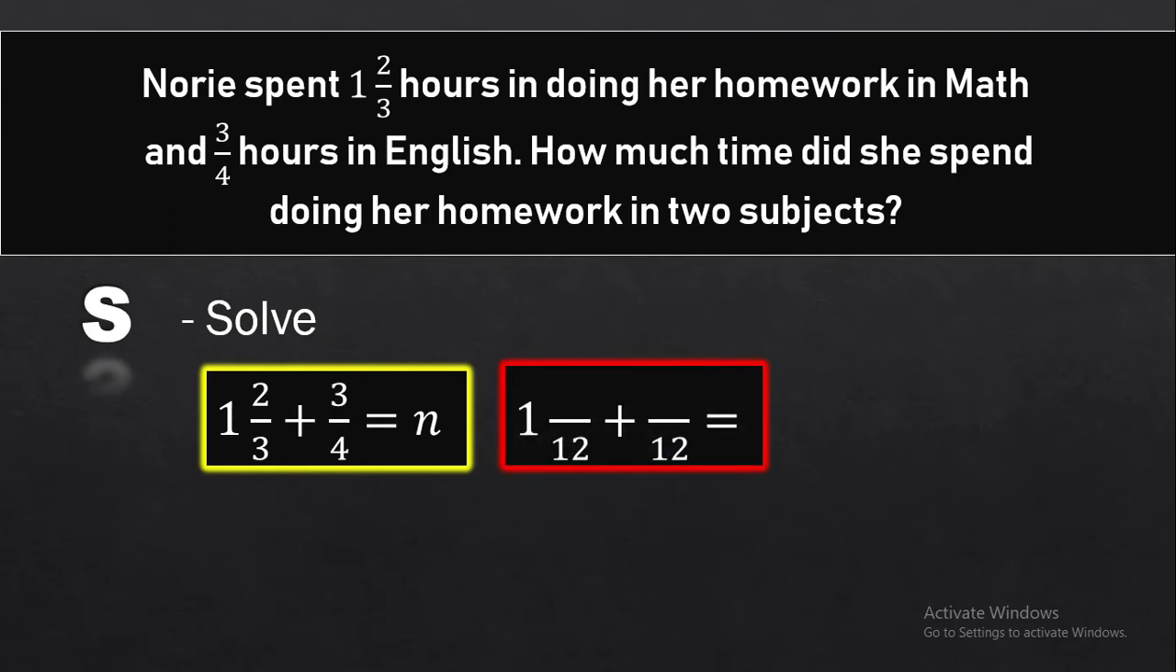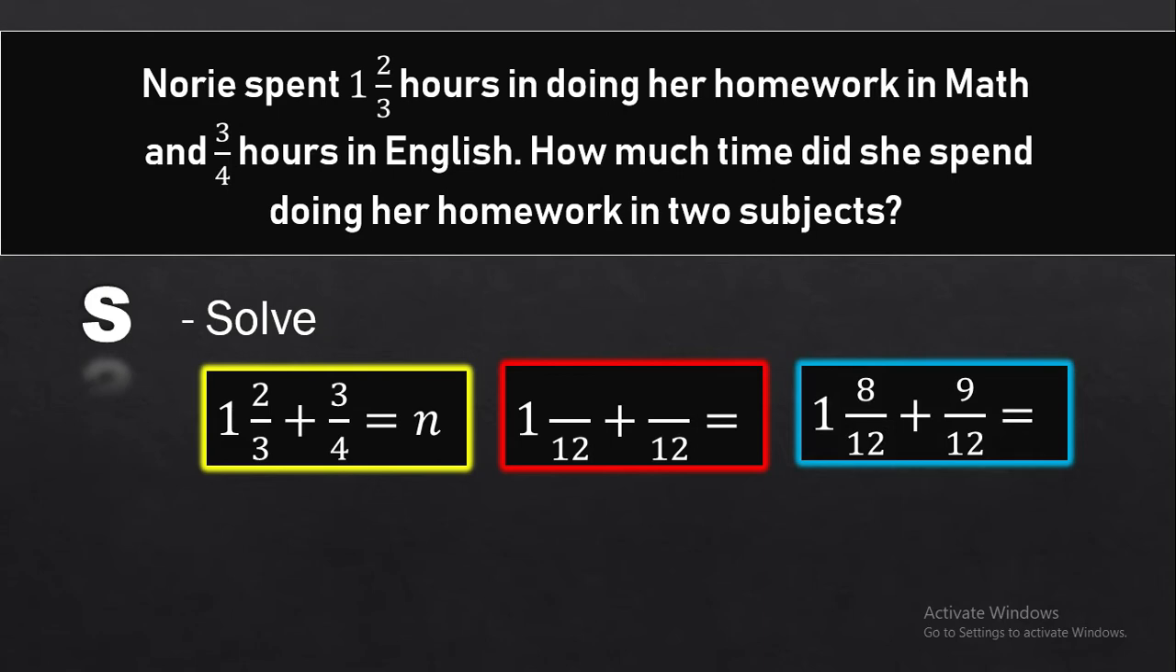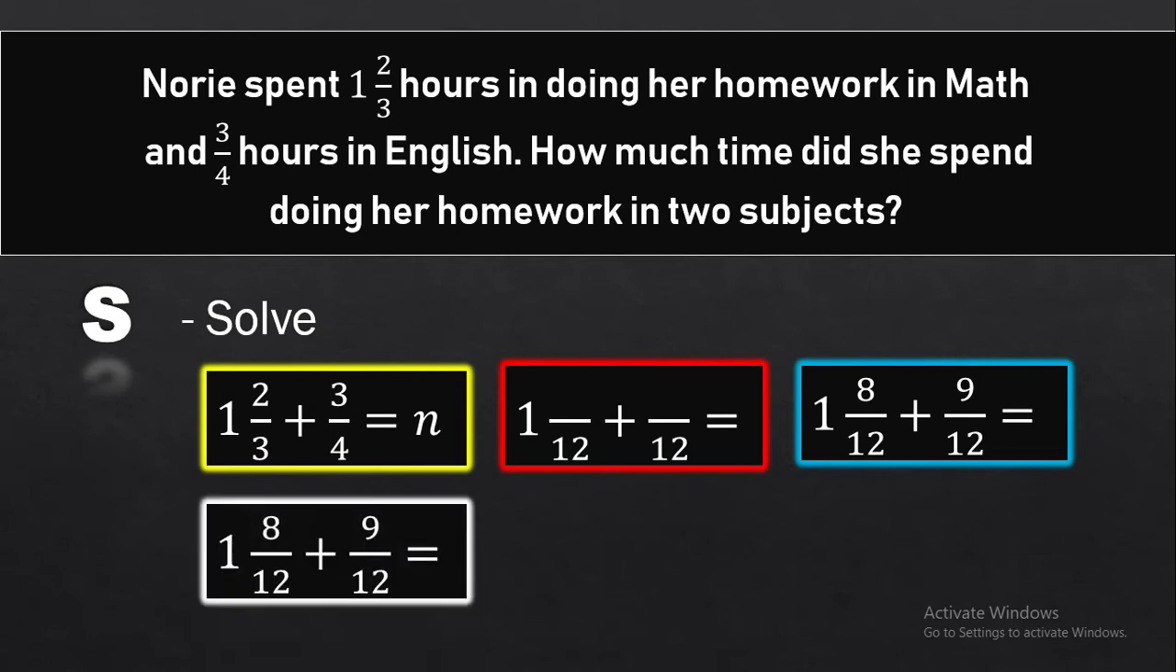And then, we will find its numerator. Kung di nyo matandaan yung method, panoorin nyo na lang talaga ulit yung previous video. So, yung kulay blue na yan na yung bago nating isosolve. So, 1 and 8/12 plus 9/12 is 1 and 17/12. Is it the final answer? Not yet. Kasi, improper fraction yung 17/12. So, gagawin natin muna siyang mixed number.